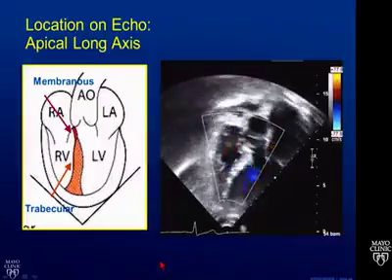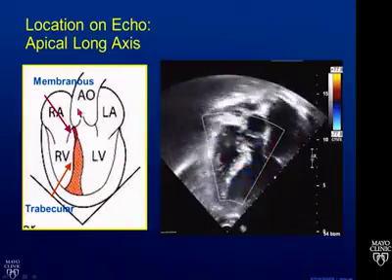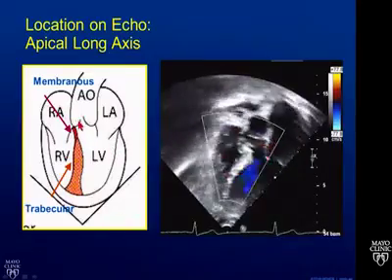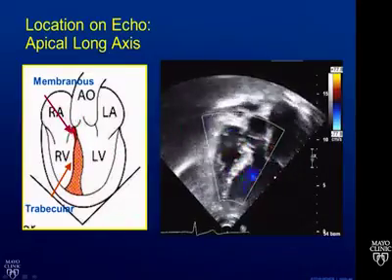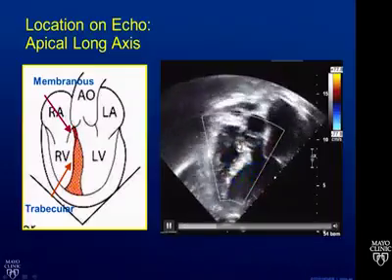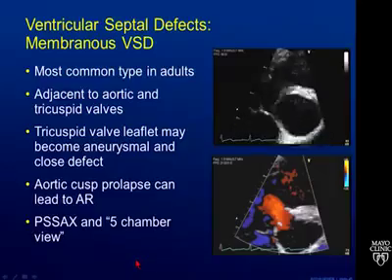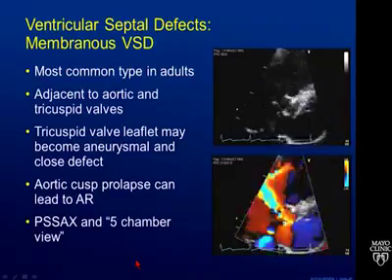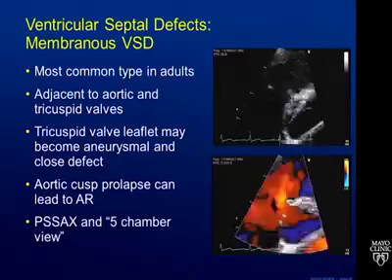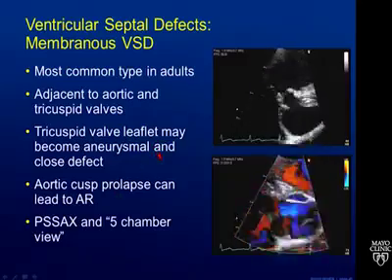And then from this long axis, or the so-called five-chamber view, this defect right in here, remember near the aortic and tricuspid valves, is going to be a membranous defect. So here's your membranous defect right here. Membranous defects are the most common type that you're going to see in adults, the vast majority of VSDs that you're going to see. We've talked about their location.